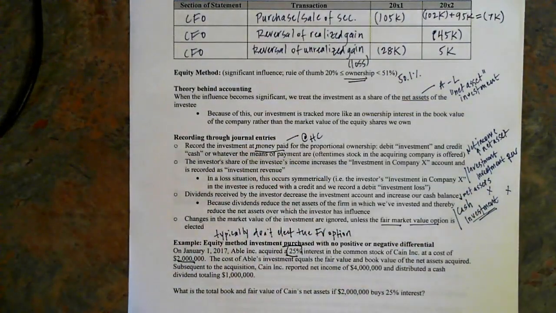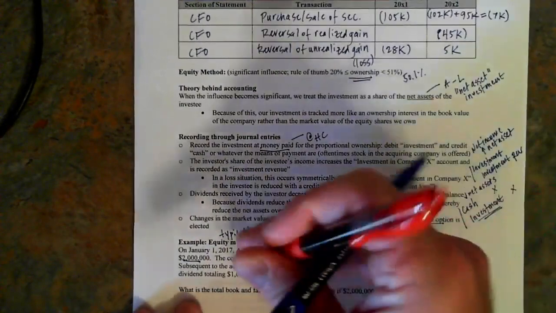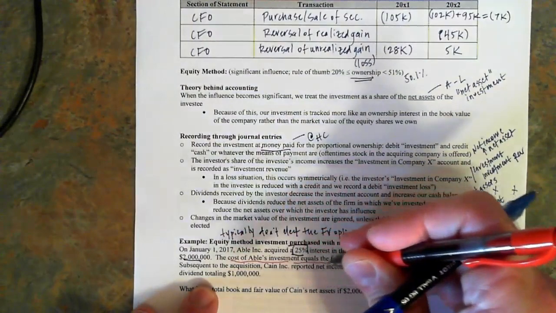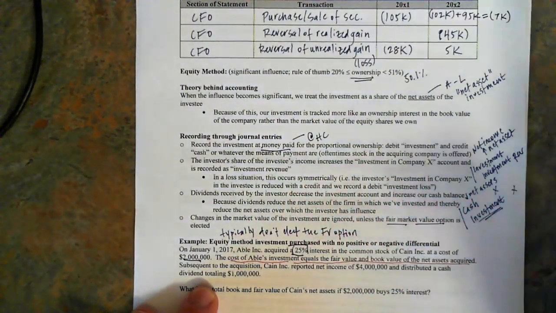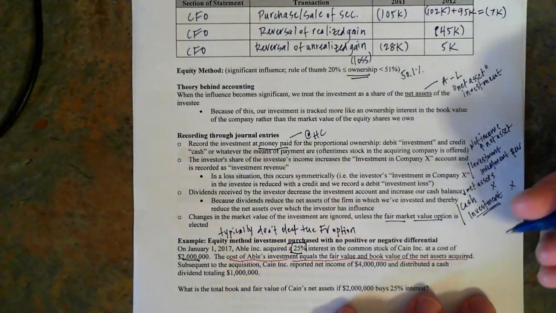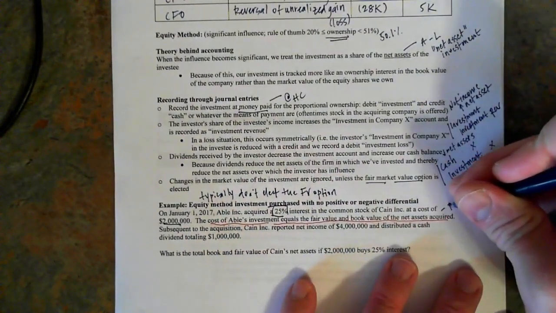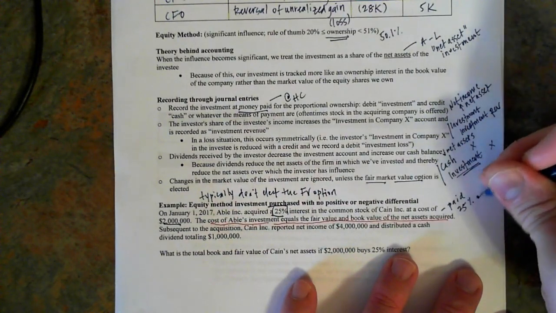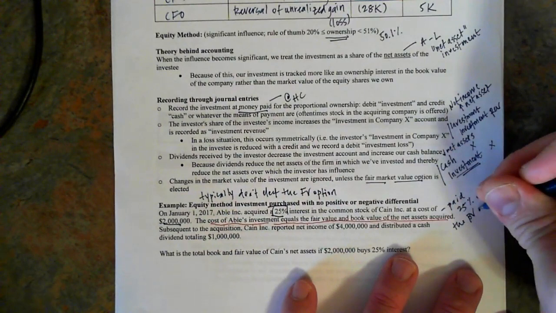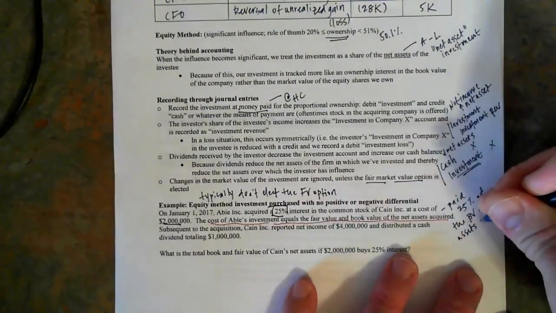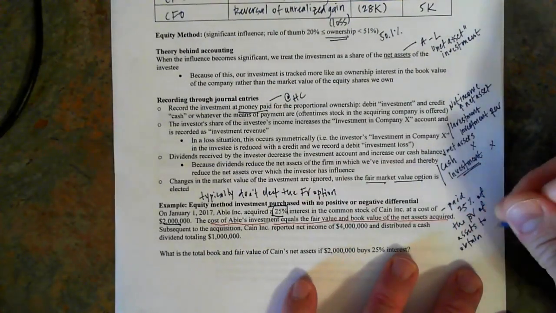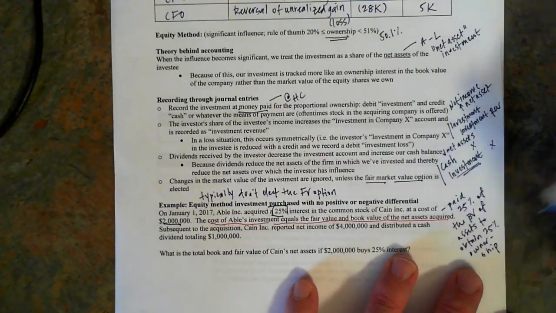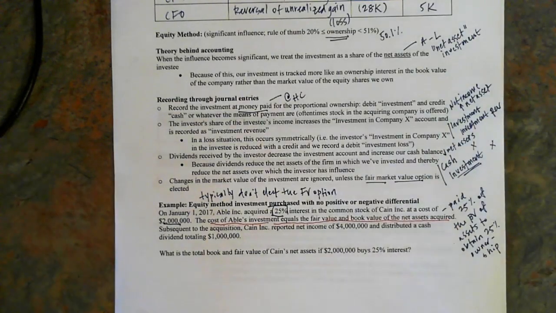Now, the next sentence is pretty key. So I'm going to try to draw some more attention to it by throwing it in red. The cost of Abel's investment equals the fair value and book value of the net assets acquired. So what that really means is I paid 25% of the book value of assets to obtain 25% ownership. And we're going to relax this restriction as we get more complicated.